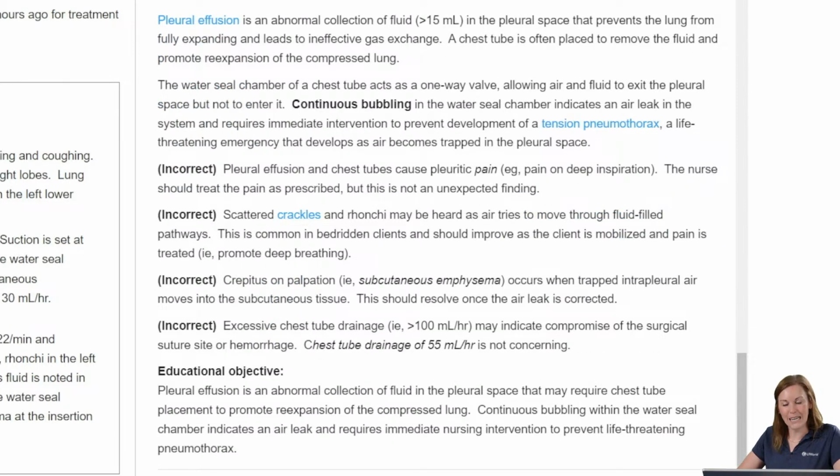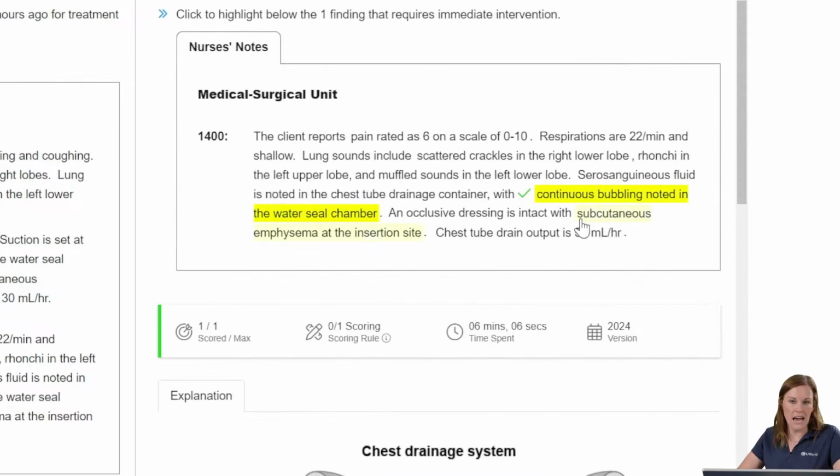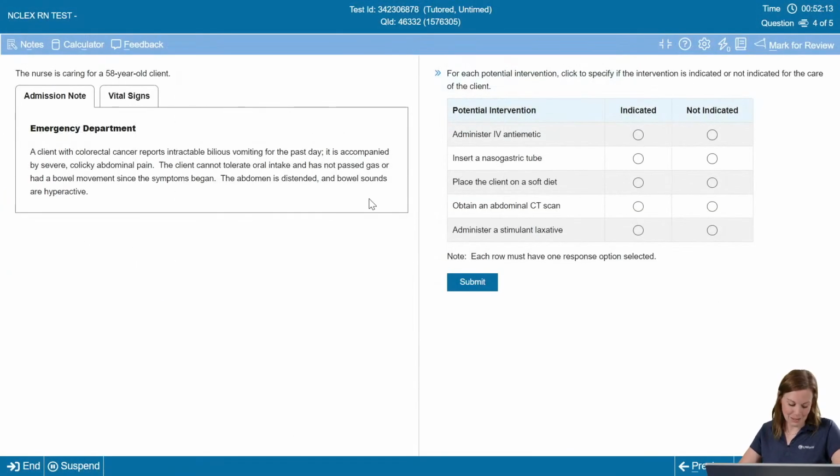Okay, we'll move on to our next one. On this one, it's just a typical question where we had an option of 1 point, so we got a 1 out of 1. All right, moving on to our next one.